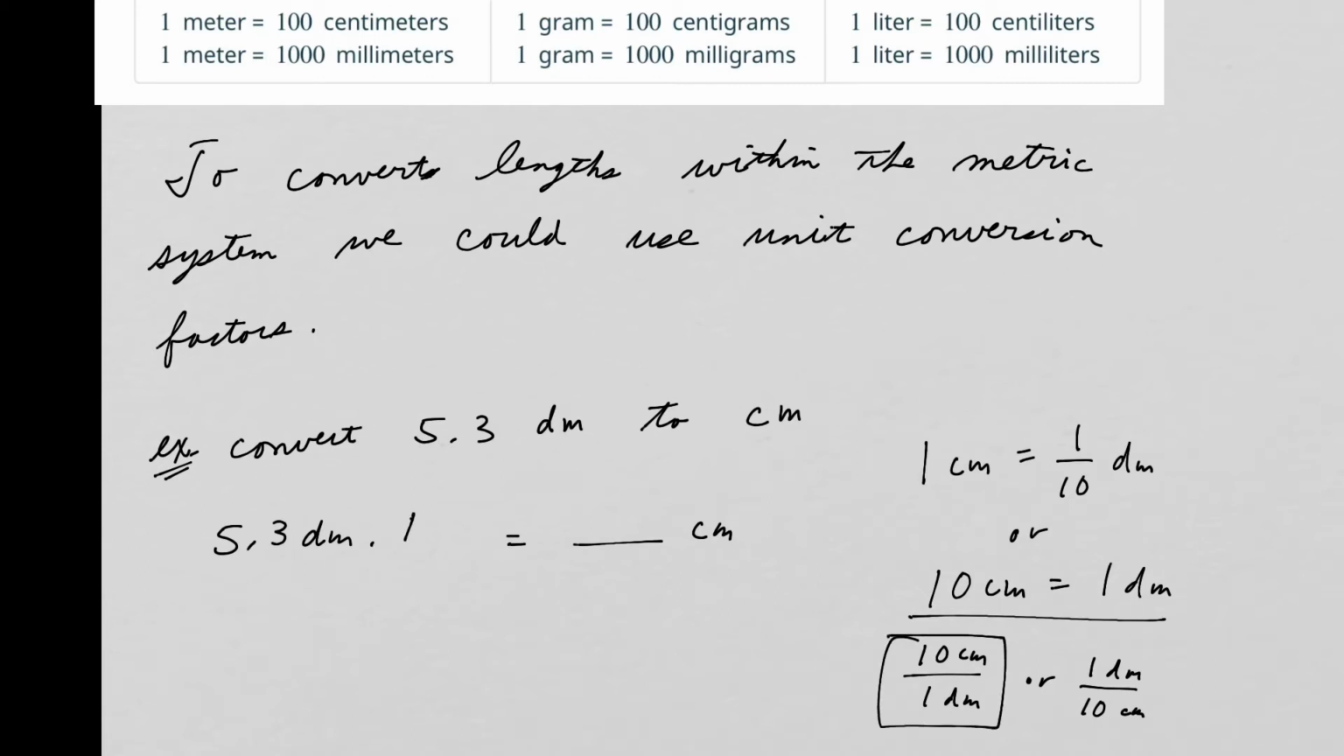So this is going to be 10 centimeters over 1 decimeter. Now if I multiply by that unit conversion factor, decimeters cancel. I have 5.3 times 10, that's just going to be 53, right? And that's my answer, 53 centimeters. Those units will survive in the answer here. So it's just equal to 53 centimeters.